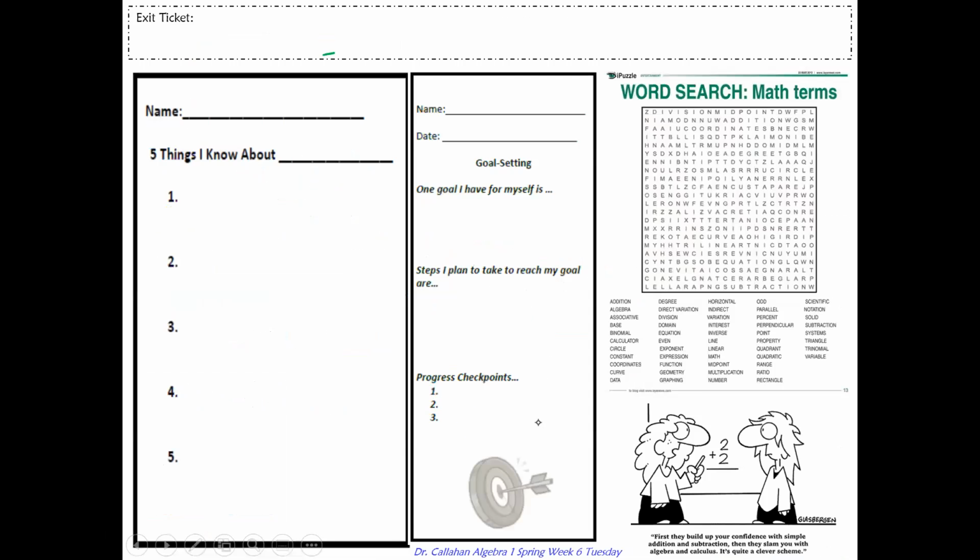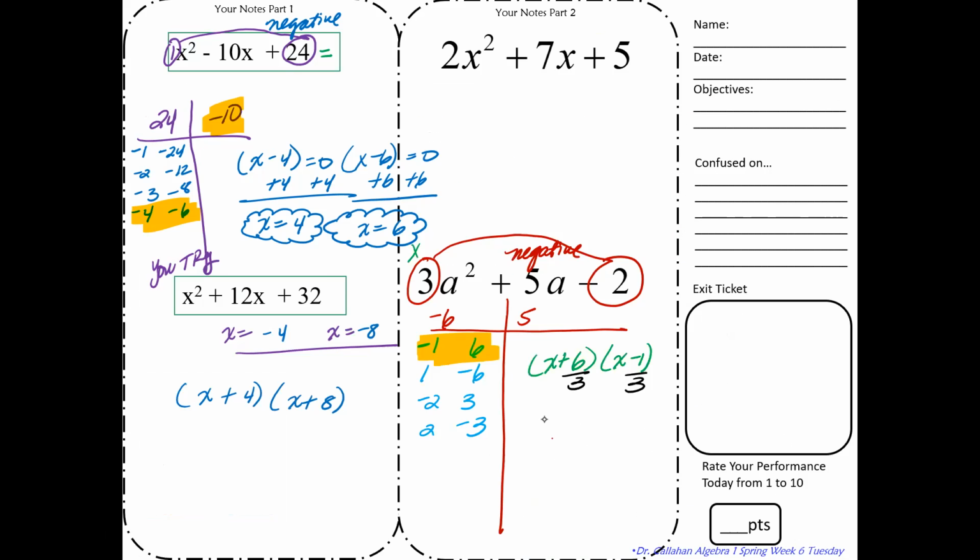Does 3 go into 6? Yes, it does. How many times? Twice. Does 3 go into negative 1? No, it doesn't. So you just take it and move it to the front. There you go: x plus 2 and 3x minus 1.